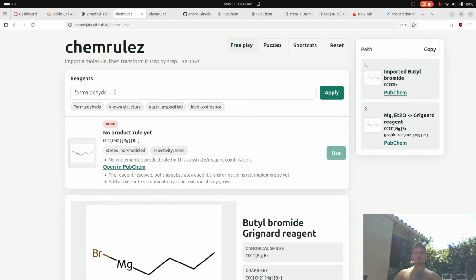Import a molecule, then transform it step by step. This thing is so fun, man. I literally love this. All right. Wait. So wait. Okay. Hold on.